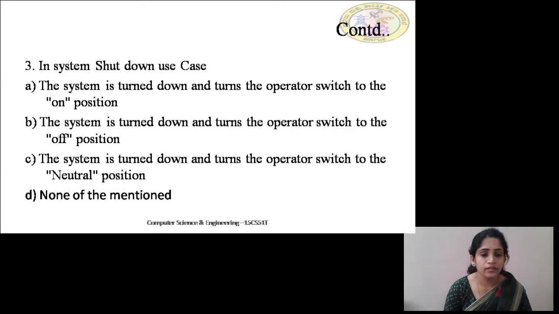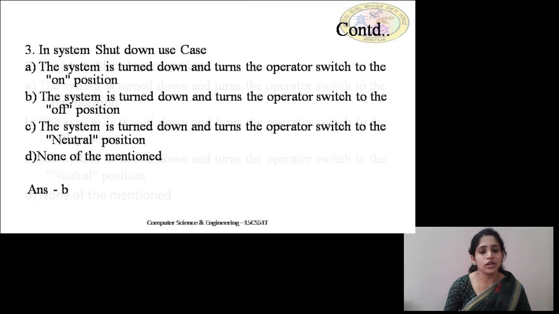Question 3. In the system shutdown use case, Option A, the system is turned on and turns the operator switch to the on position. Option B, the system is turned on and turns the operator switch to the off position. Option C, the system is turned on and turns the operator switch to the neutral position. Option D, none of the mentioned. As we know, system shutdown happens when we turn down the system and the operator switch to the off position. So the best suitable answer is option B.